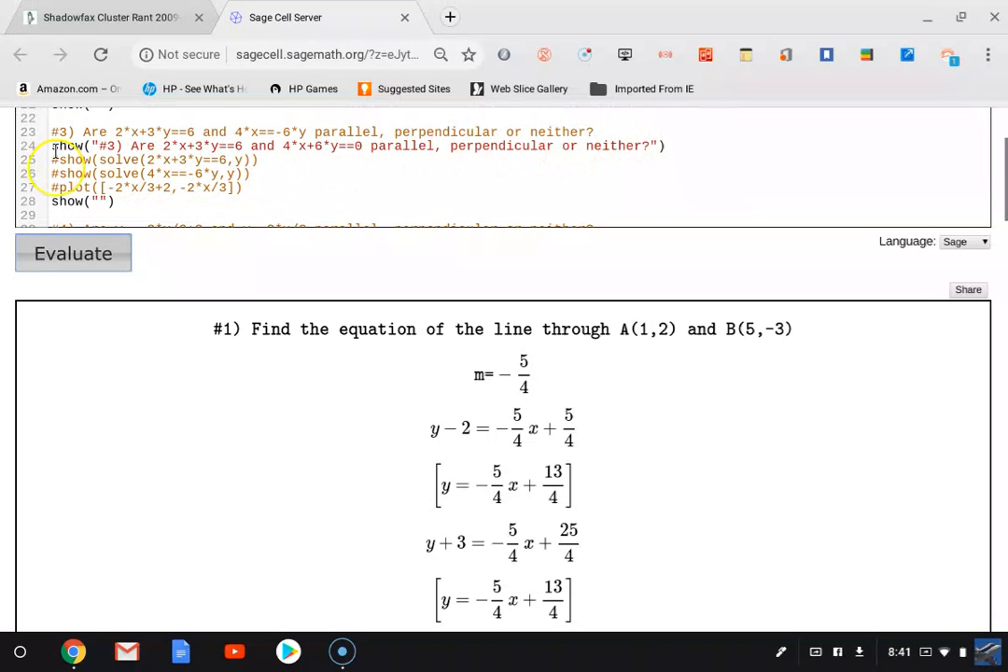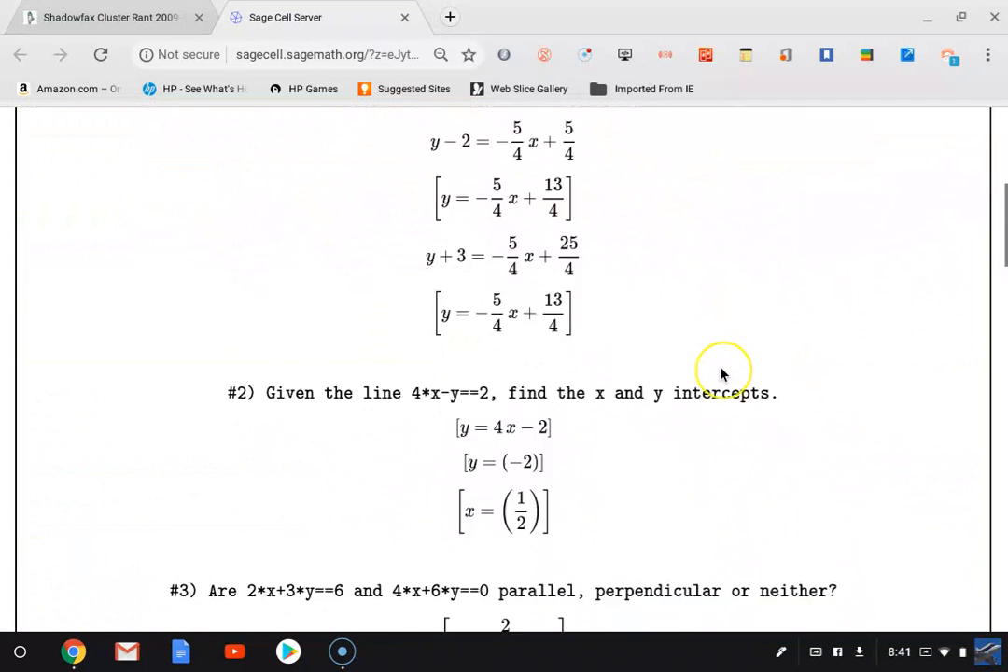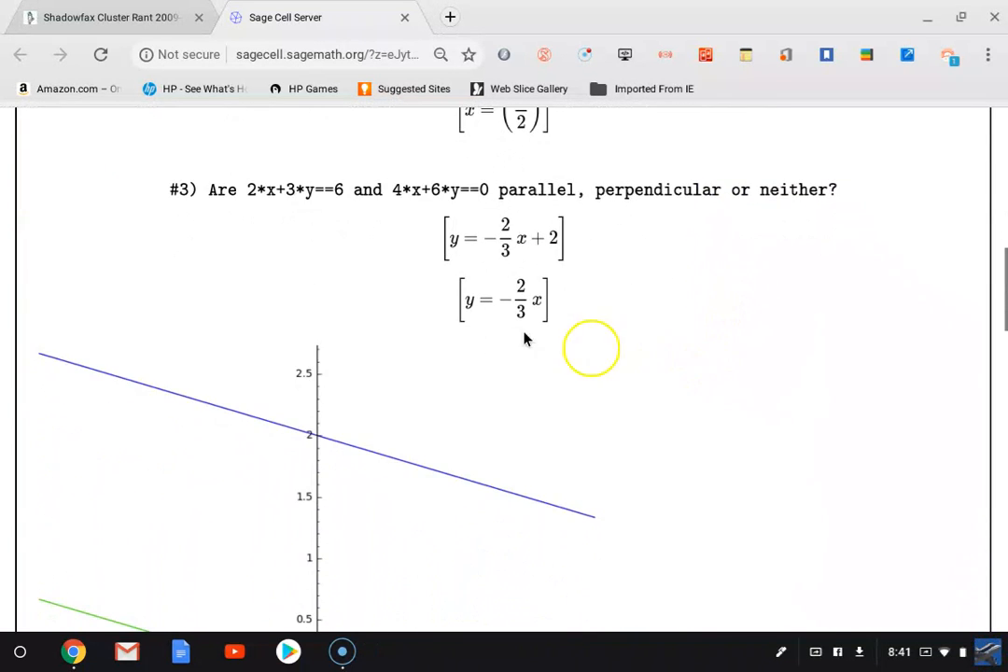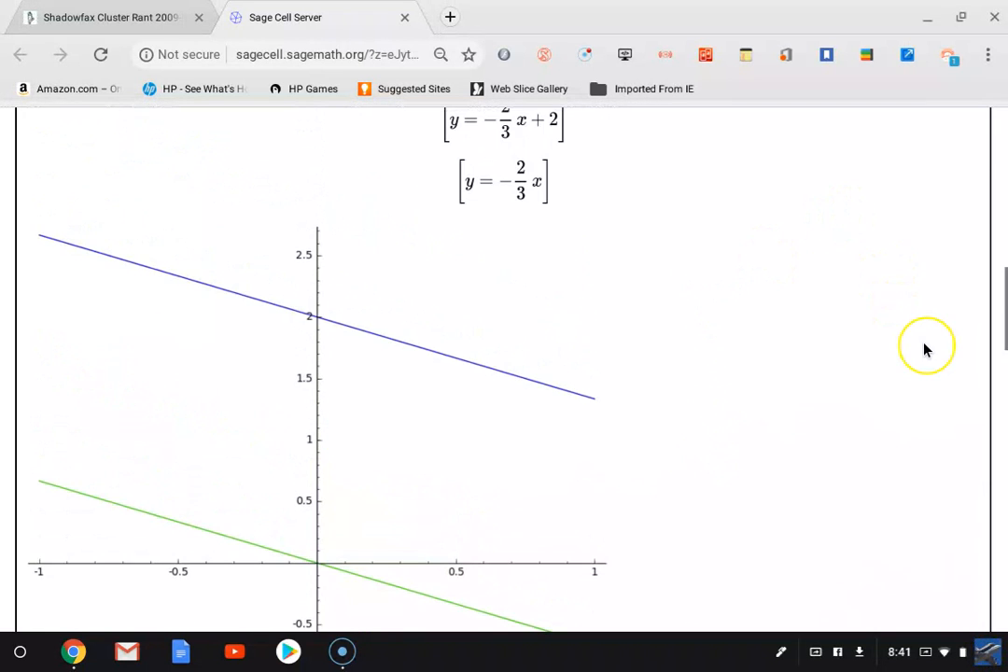So let's do that. Let's show each equation solved for y, so we can get mx plus b form, and then we're going to plot it. Let's see what it looks like. I might as well put the show in here right now. All right, so number 3. All right, so notice they have the same slope, right? So they are parallel. Look at it.